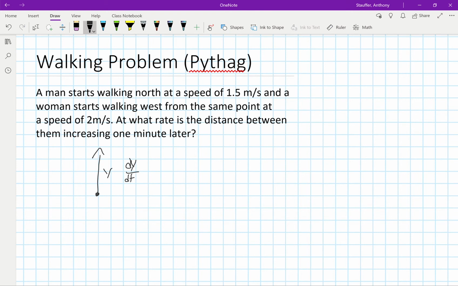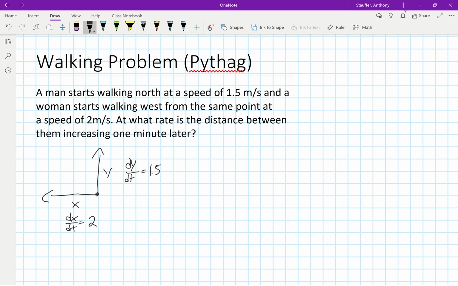A woman starts walking west from the same point at a speed of 2 meters per second. So now she's walking west, and we're going to label this as being x. So we know that my dx over dt is going to be 2, and my dy over dt that I forgot to put a value in for is 1.5.